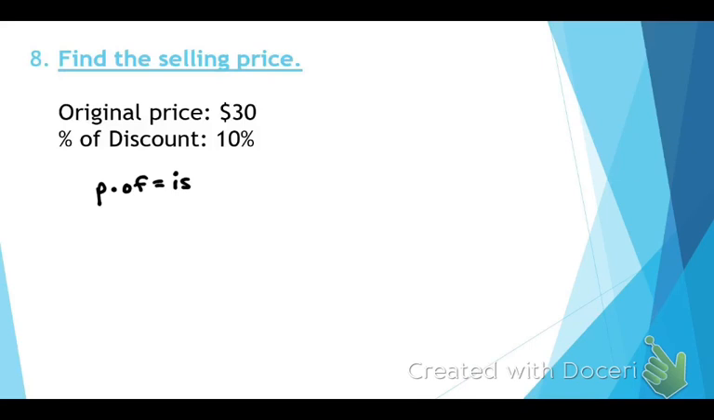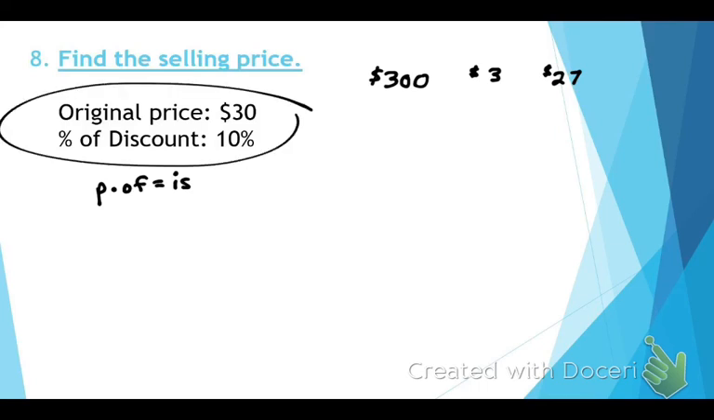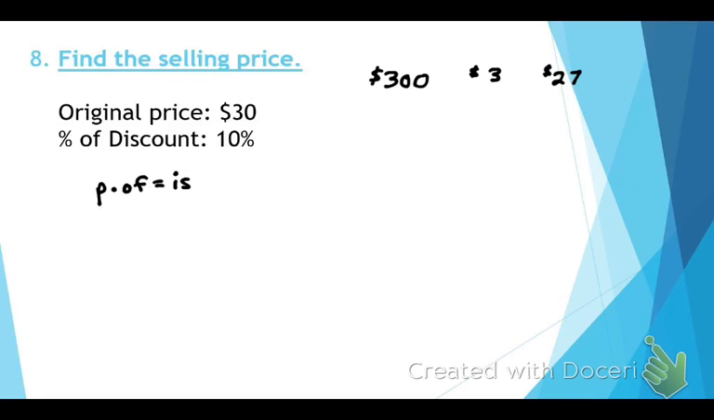Okay, as I just walked around, these are some of the answers that I saw. I saw $300. I saw $3. I saw $27. I just want you to look at this. If originally something is $30 and it's discounted, should my answer be smaller or bigger than the original price? It needs to be smaller. So that automatically should tell you if you got this answer, there's no way that could be right. If it's discounted, it's not going to increase astronomically.